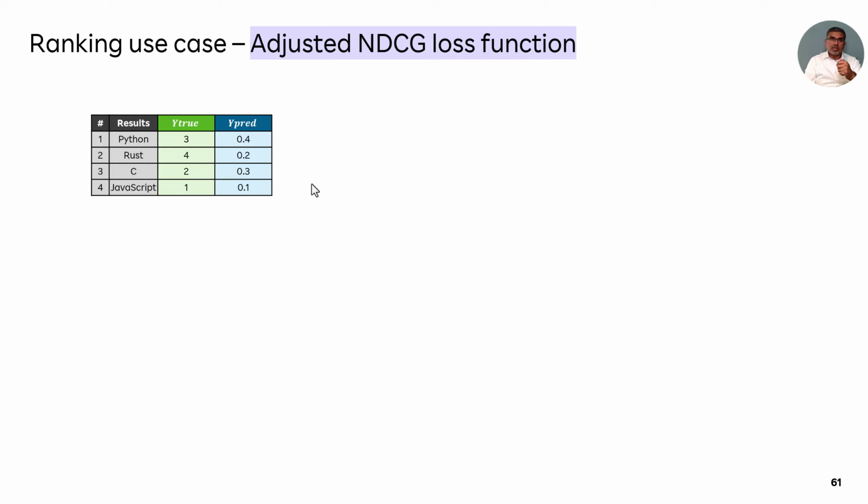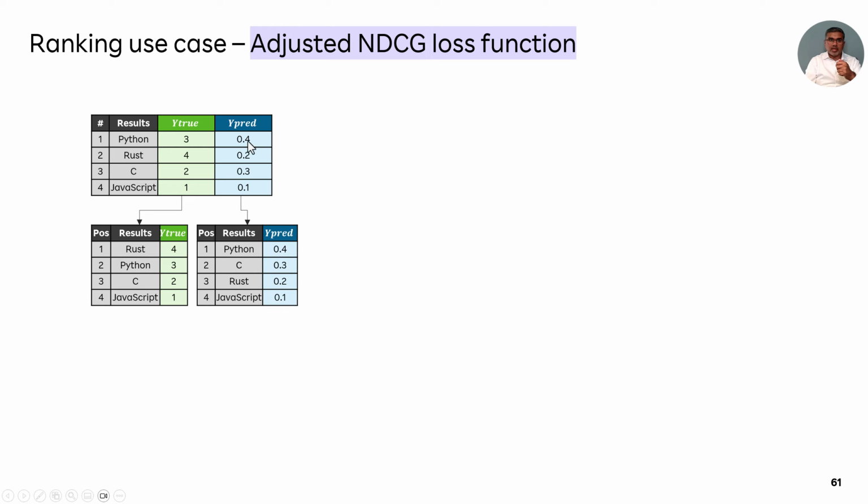The first step when doing adjusted NDCG is to first sort the ground truth value results. So we sort it this way. You basically say the highest ranked item goes to the top, Rust is 4, Python goes next, which is 3, C goes next, which is 2, and JavaScript is at 1. Now we do a similar sorting of the predicted values as well. So here the highest ranked value is 0.4, so we keep Python at 0.4, that is what it was predicted. C comes in next at 0.3, Rust following it at 0.2, and JavaScript at 0.1.